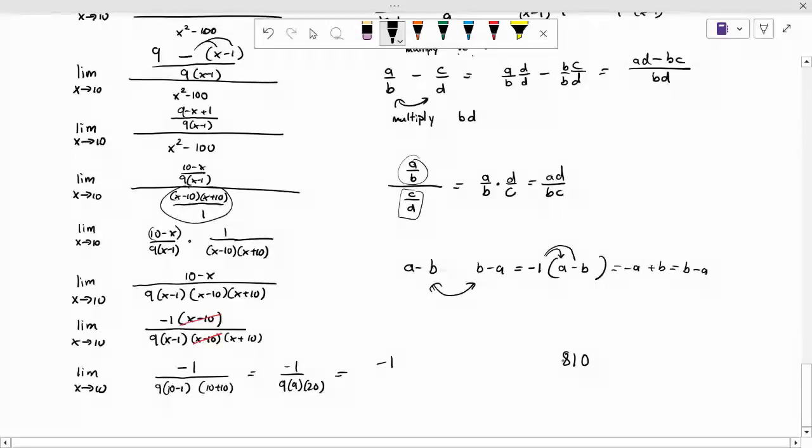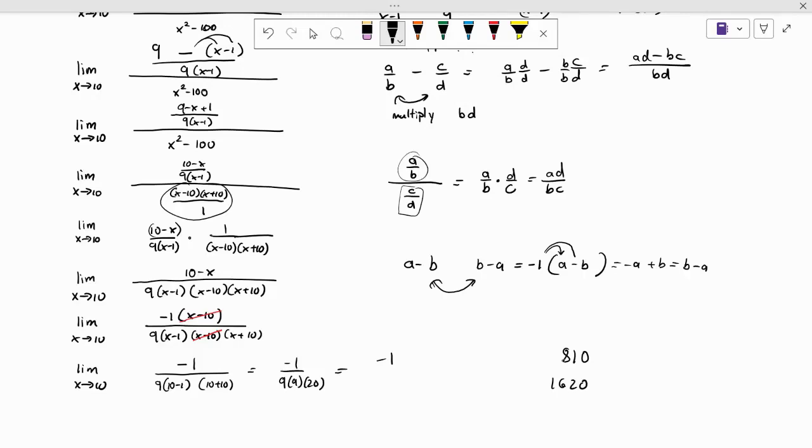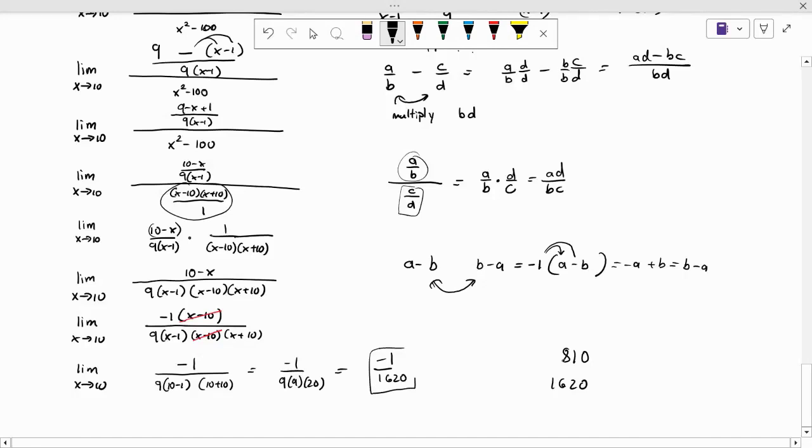Record this for posterity, and I'm doing arithmetic on the side. Oh my god. Okay, times 2. All right. Negative 1 over 1,000.